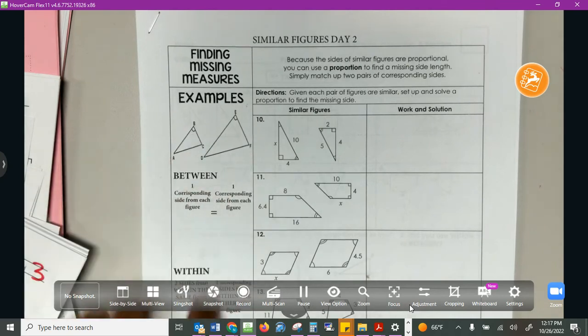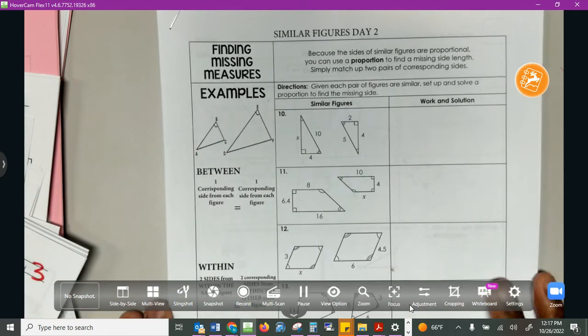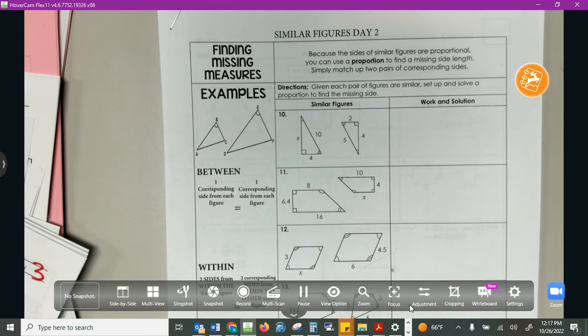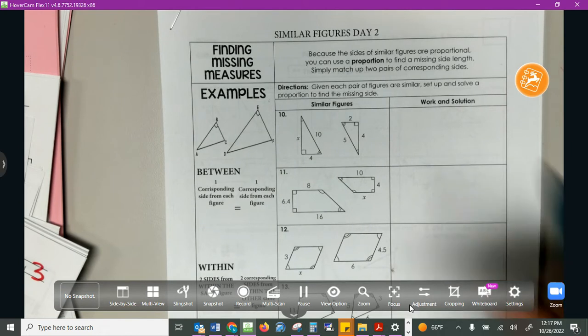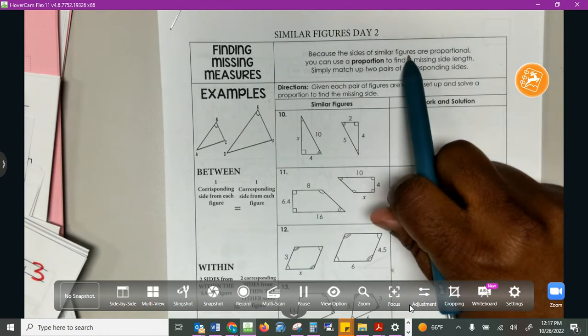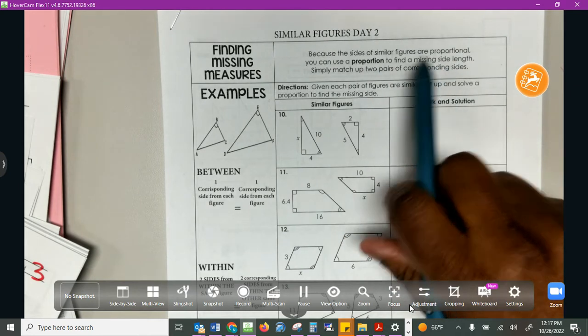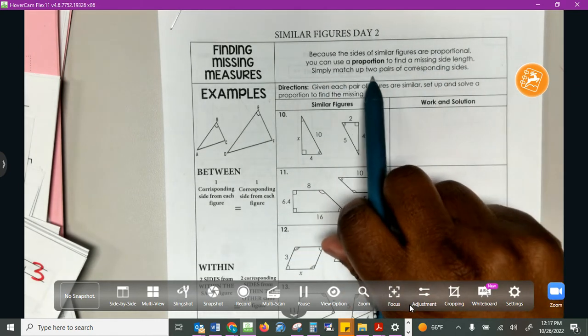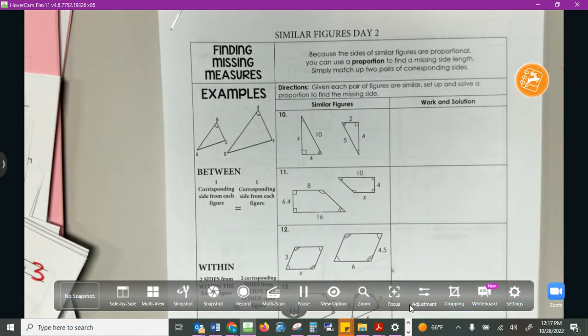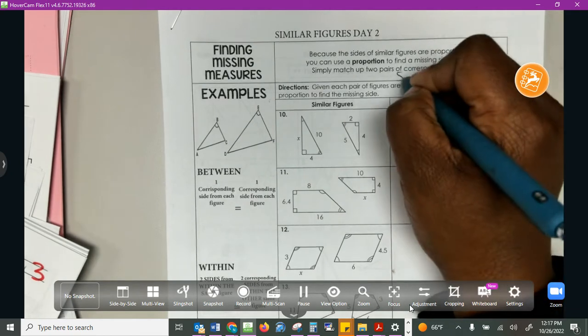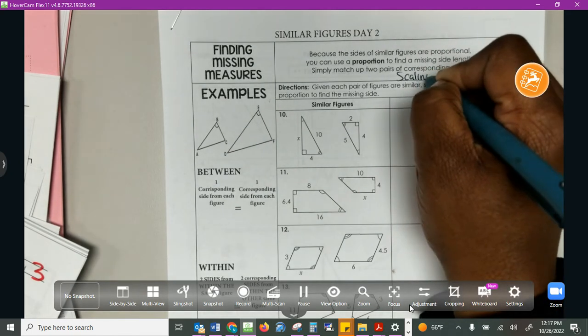And so we're going to start on this side of your notes. Okay, so remember, day one, we really discussed what similar figures were. Because the sides of similar figures are proportional, you can use a proportion to find a missing side length. Simply match up two pairs of corresponding sides, or you can even use your scaling to find your answer.